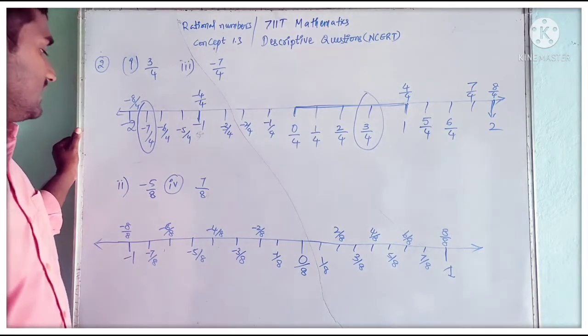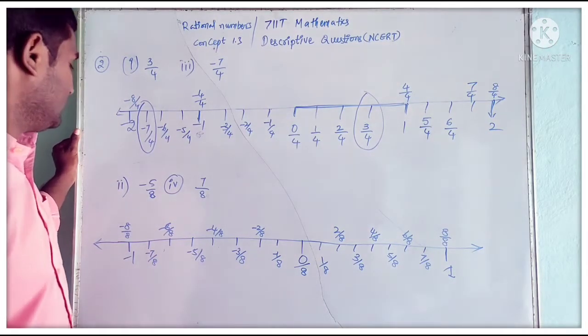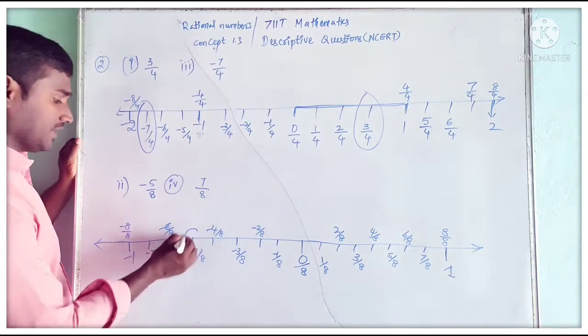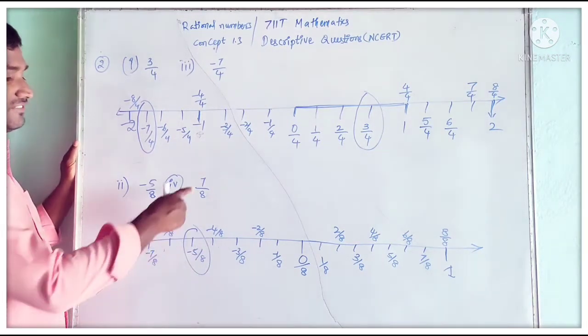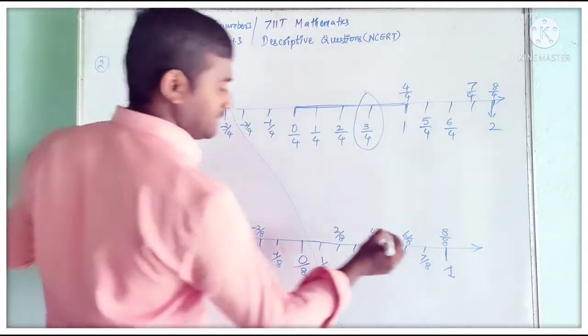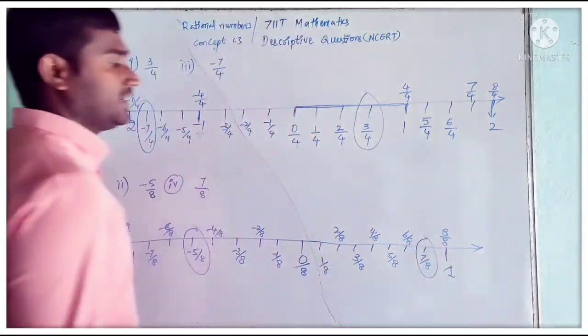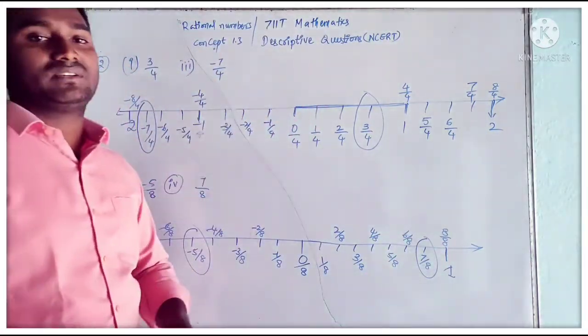So do we get the required rational numbers on the number line? Yes. Minus 5 by 8 where we have here, just you can mark it. And 7 by 8 where we have here. So we got the required rational numbers on the number line.